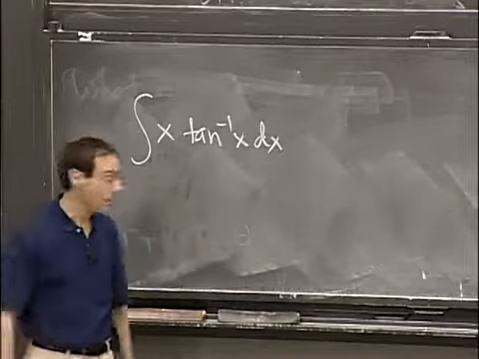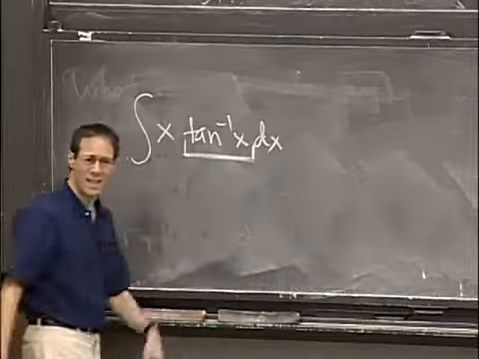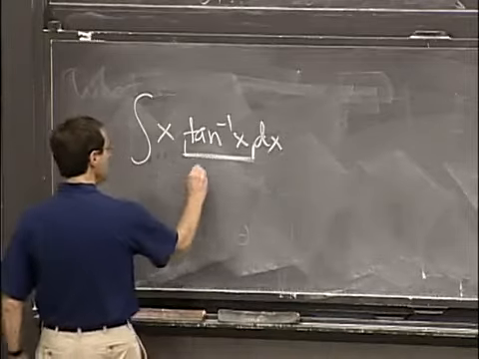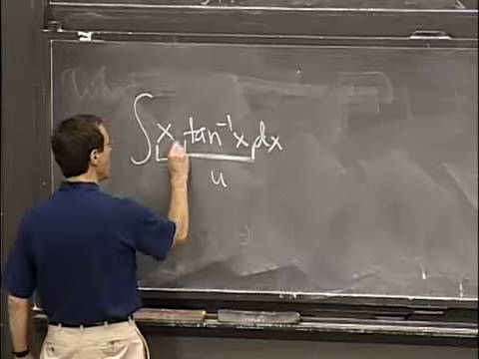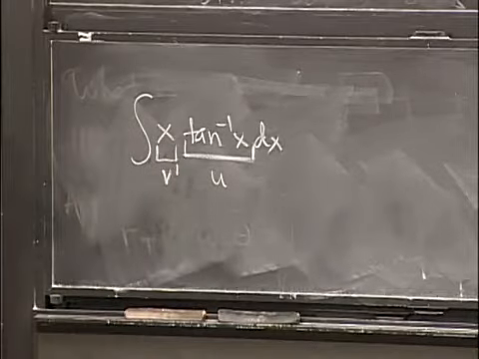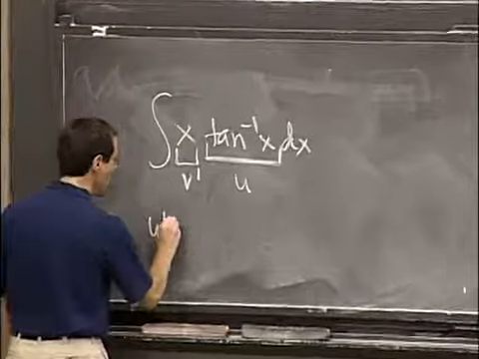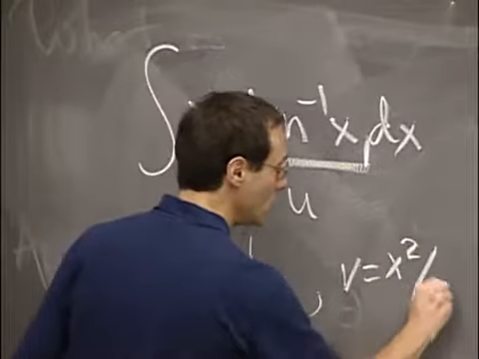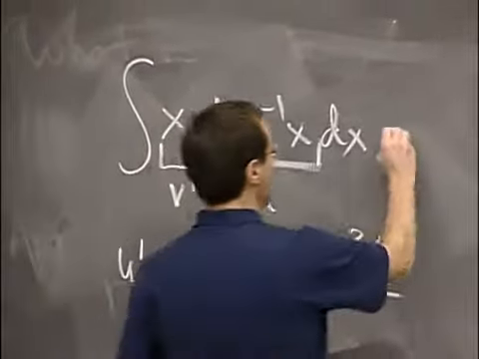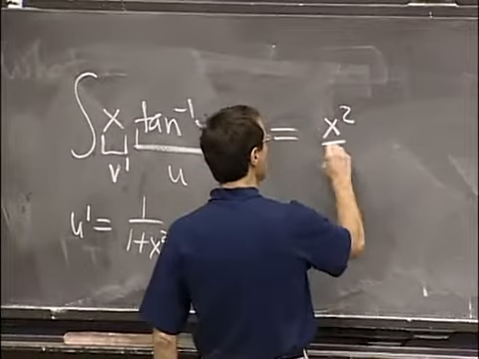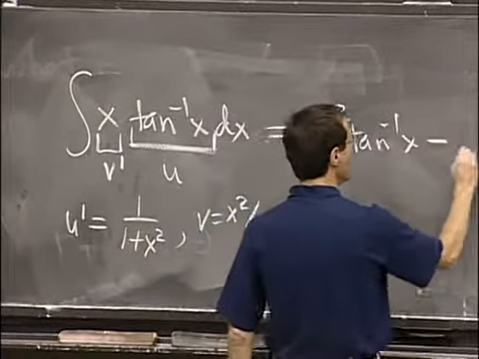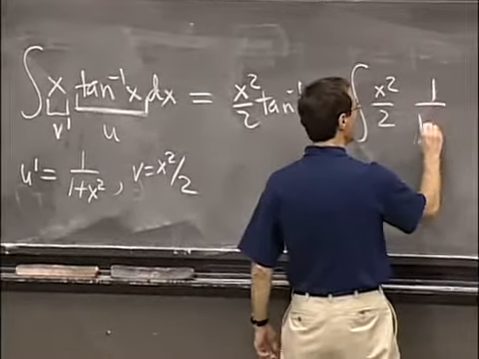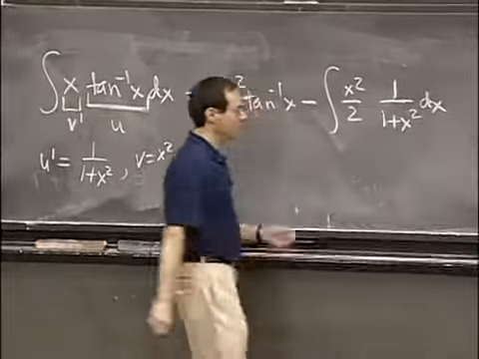Integration by parts. Great. That's right. That's because this guy is begging to be differentiated to be made simpler. So I want this one to be u, and I want this one to be v prime, and I want to use integration by parts. Then u prime is equal to 1 over 1 plus x squared, and v is equal to x squared over 2. So the answer is now x squared over 2 tan inverse x minus the integral of x squared over 2 times 1 over 1 plus x squared dx.